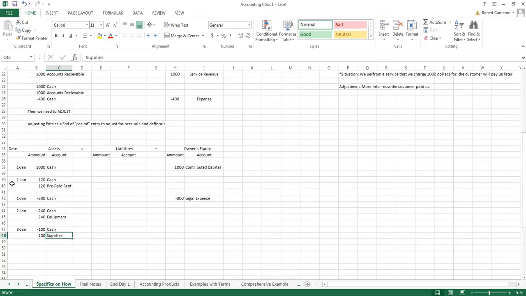Things that you just use. Small, you use them right away. Those are supplies.